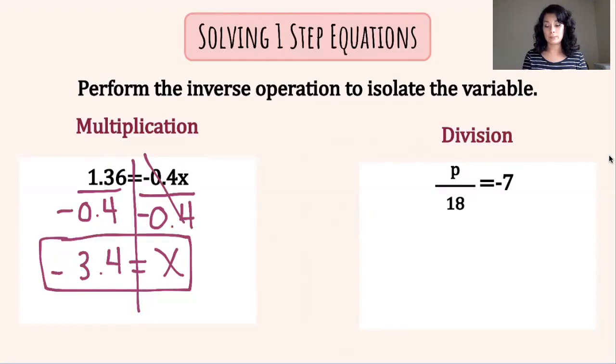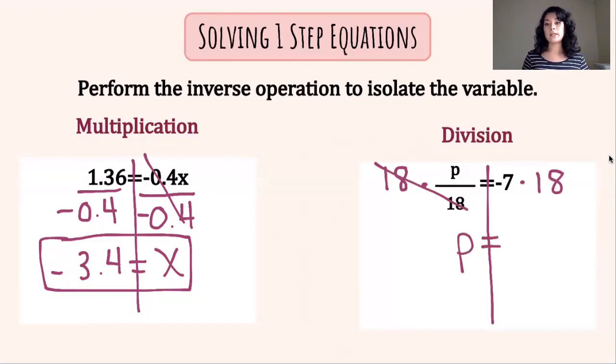Okay, let's take a look at the example on the right. Again, I'm going to start by drawing my line down my equal sign. And when I look at the side that contains the variable, I see division. So the inverse of that is to multiply. I'm going to multiply by the exact same number that I see in the division. So I'm going to do times 18 to both sides of my equation. They're going to cancel on the left, leaving me with the variable. And on the right-hand side, I can use my calculator to multiply, and I get negative 126 as my product.